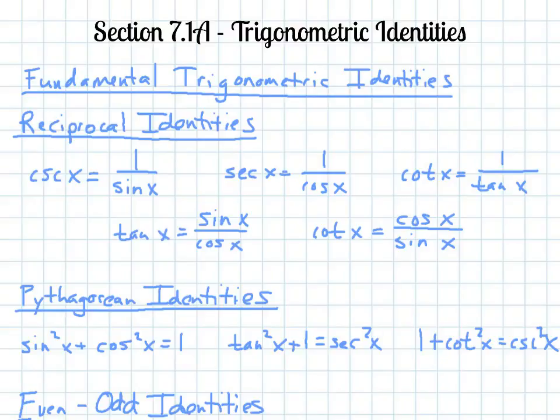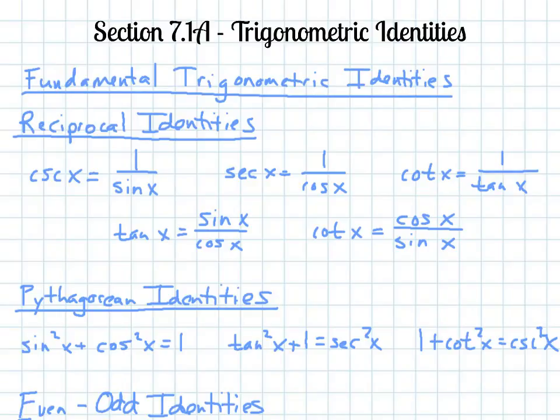Today's lesson, section 7.1a, Trigonometric Identities. Here, what we're going to do is basically work with all the identities that we've worked with and some new ones, and then work with verifying whether two sides of an equation are equal to one another. So we need to restate things that we've already talked about.